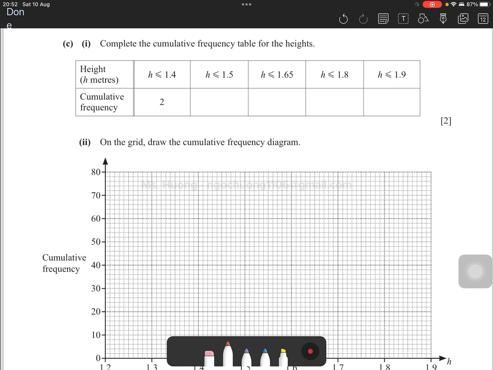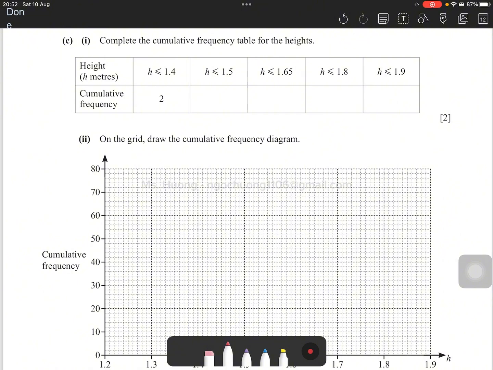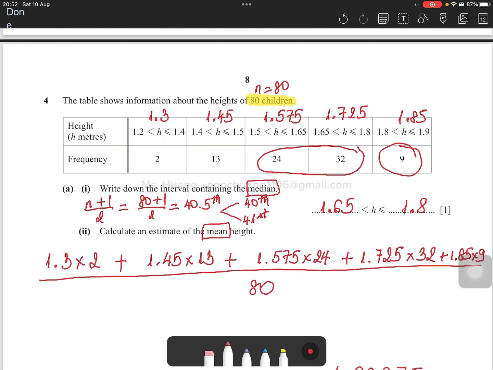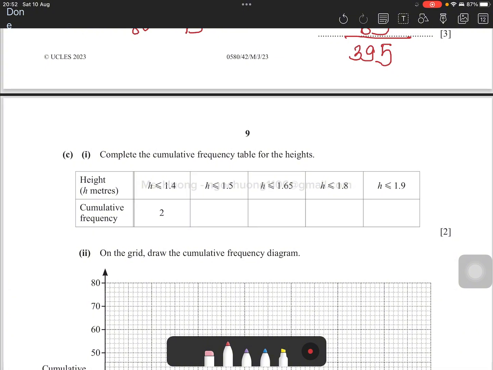Question C. Complete the cumulative frequency table for the height. To find the cumulative frequency table, we need to rewrite the frequency: 2, 13, 24, 32, 9. So I'll write 2, 13, 24, 32, 9.